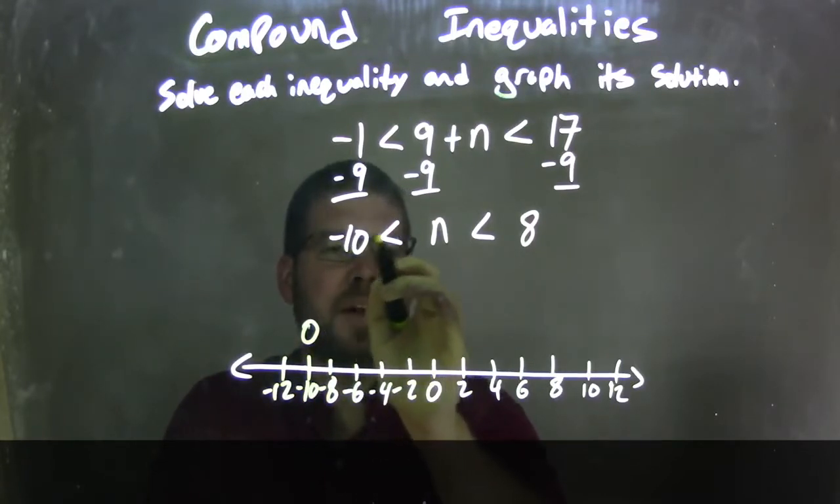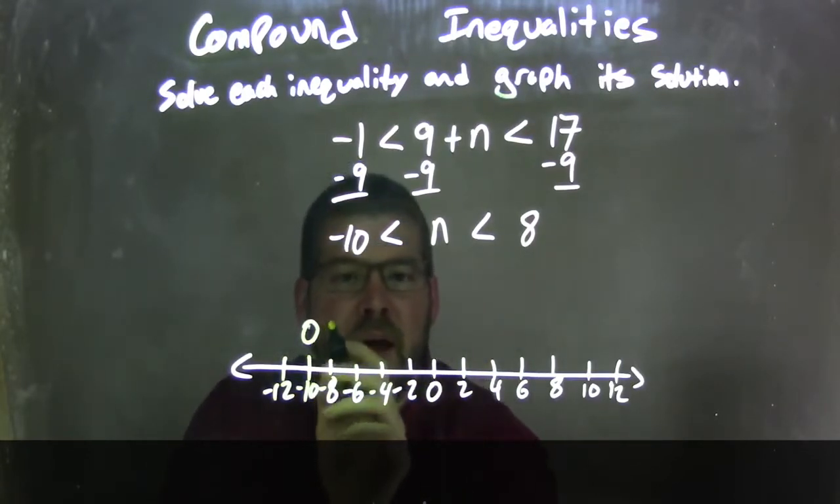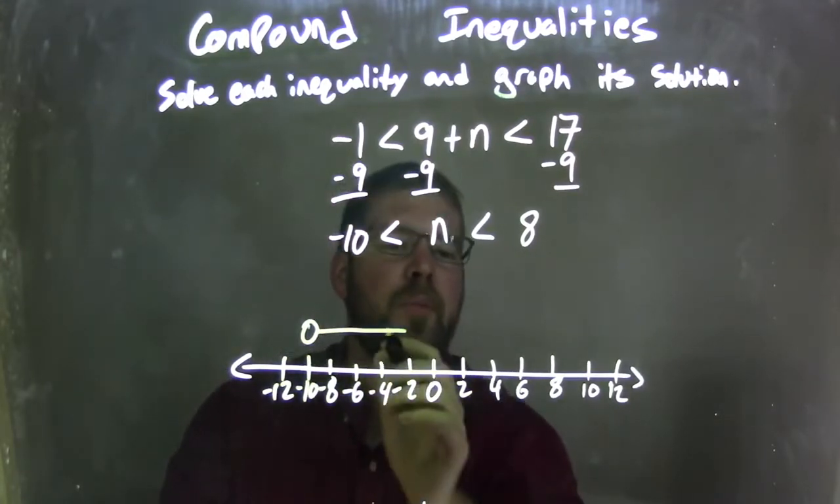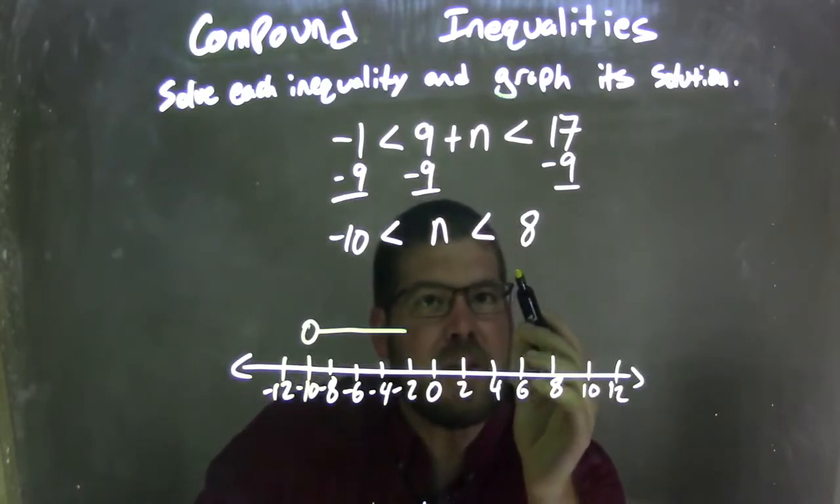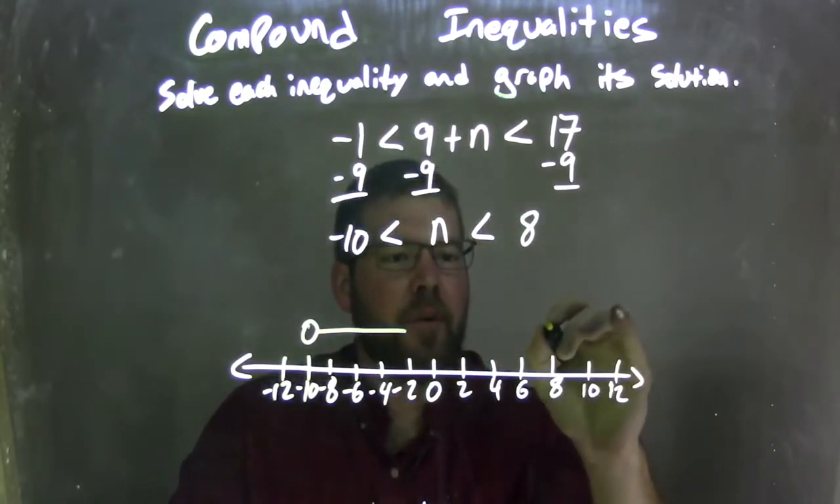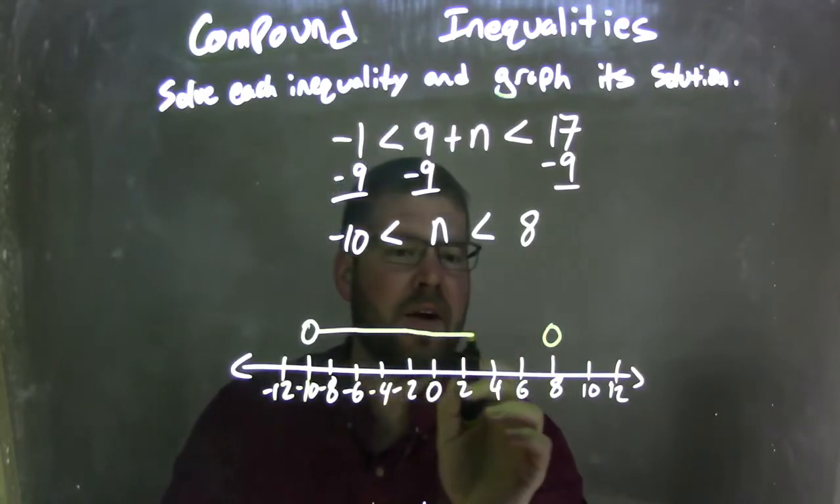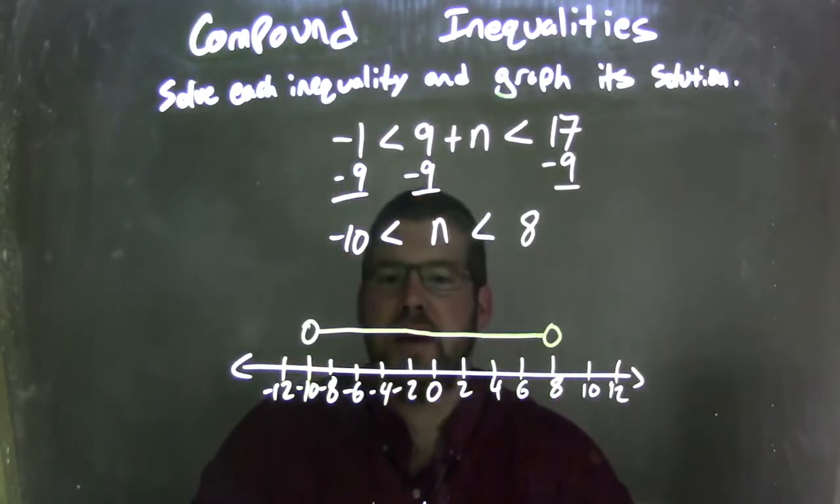We can see that, right? Negative 10 is less than n. So negative 10 is less than n, so n must be greater. So our arrow must be going to the right here. Up to a point where it says n is less than, though, 8. So 8 has to have an open circle as well. Okay? And n is less than that. So we bring up this arrow, the line, all the way up to 8. And there we have it.